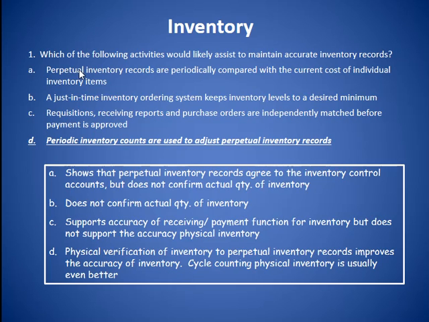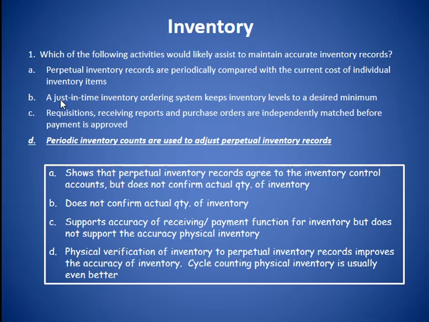Okay, number 1. Which of the following activities would likely assist to maintain accurate inventory records? And the answer in this case is D. Periodic inventory counts are used to adjust perpetual inventory records. Now, if we look at these items individually, the first one is A. Perpetual inventory records are periodically compared with the current cost of individual inventory items. Well, in this case, it does show that the perpetual records agree to the inventory control accounts in terms of cost, but it does not actually confirm the actual quantity of inventory.